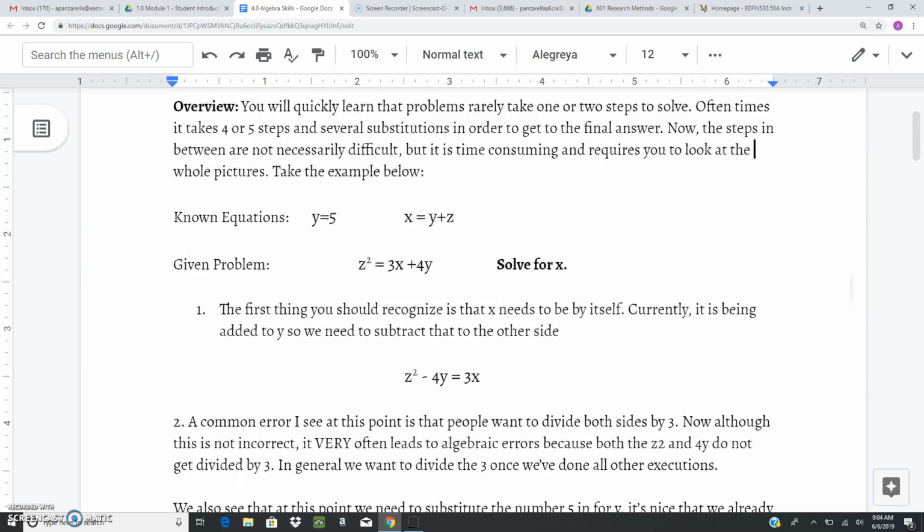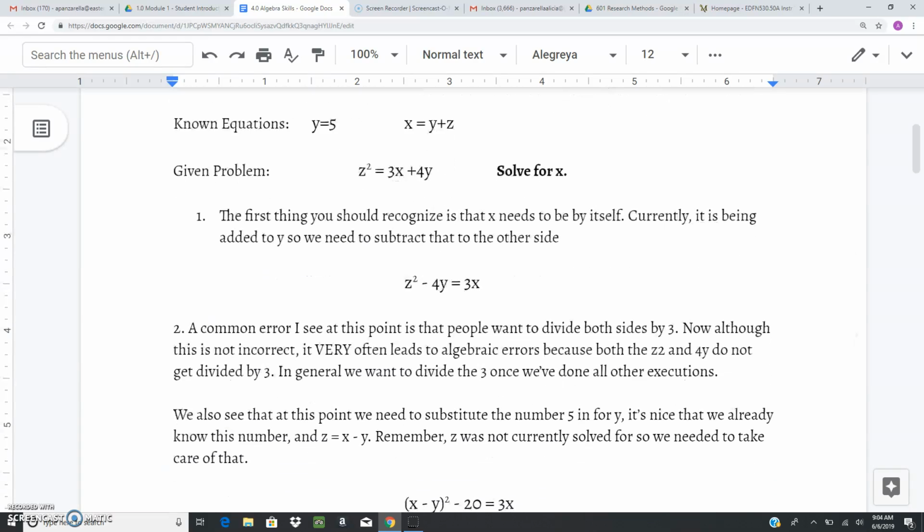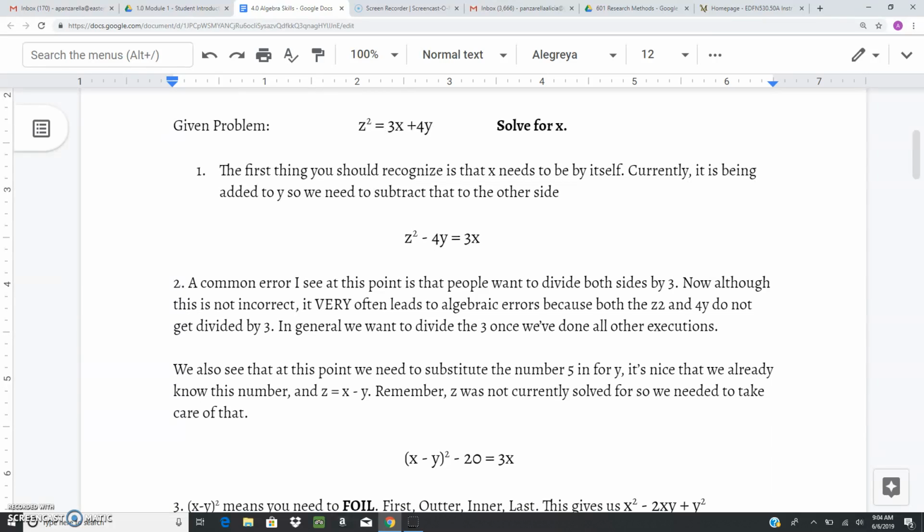So taking a look at this problem, we have z squared is equal to 3x plus 4y. Well, right off the bat, we know that x is not by itself and we want to get it by itself. It's currently being added to 4y. So in order to undo the addition, we're going to subtract it over to the other side, giving us z squared minus 4y is equal to 3x.